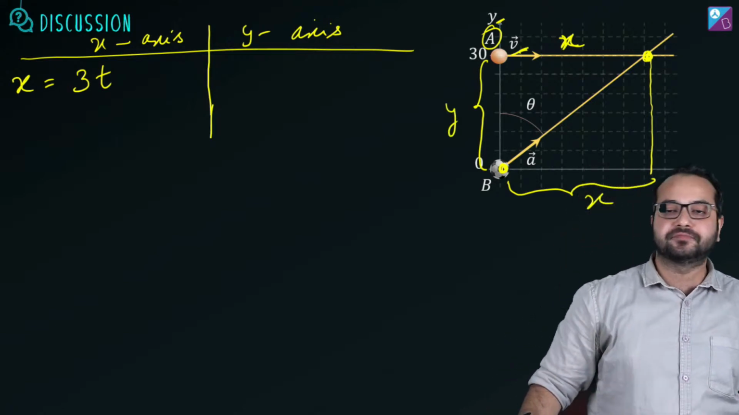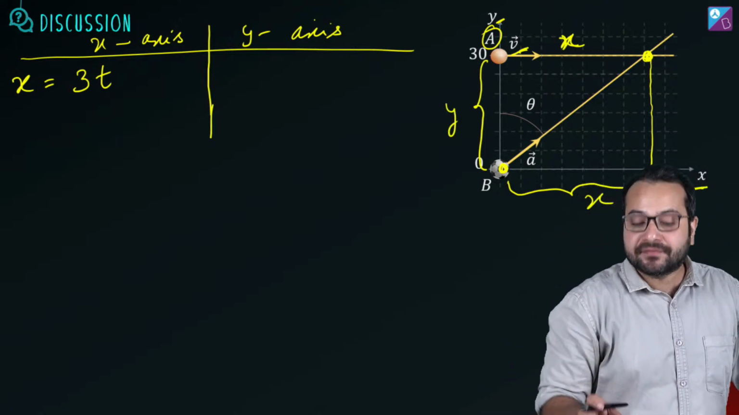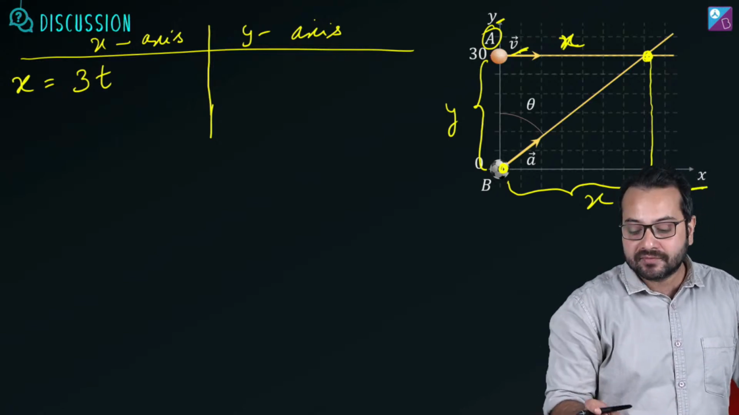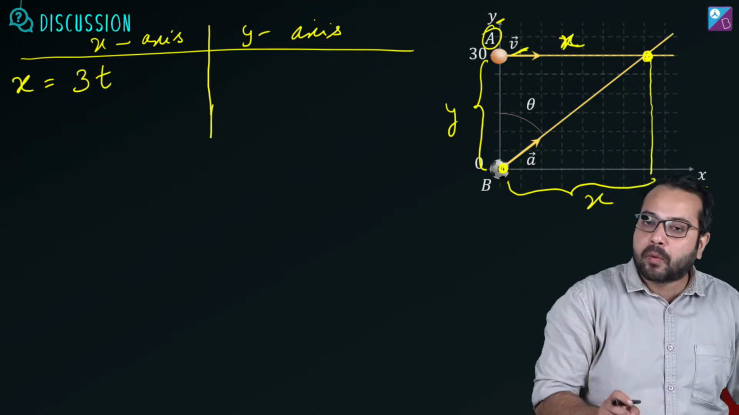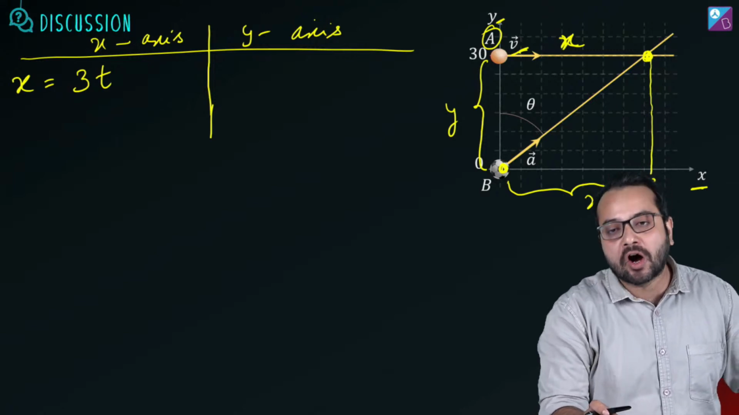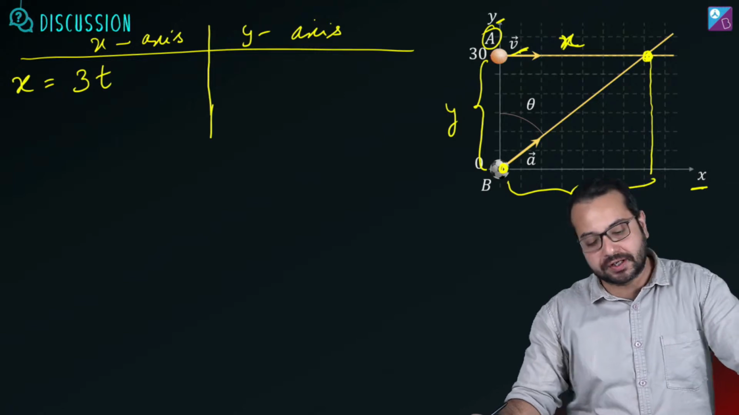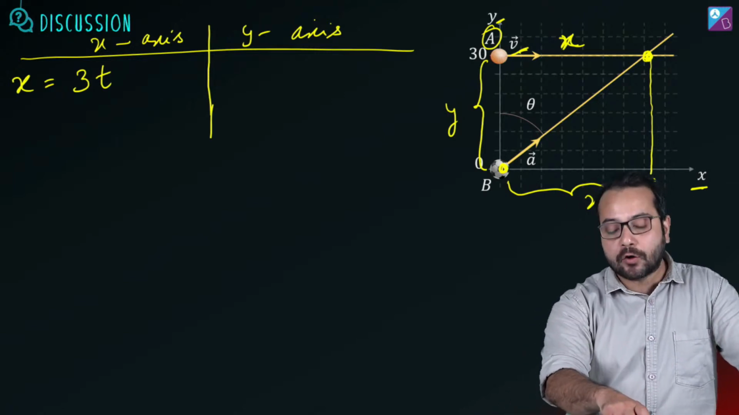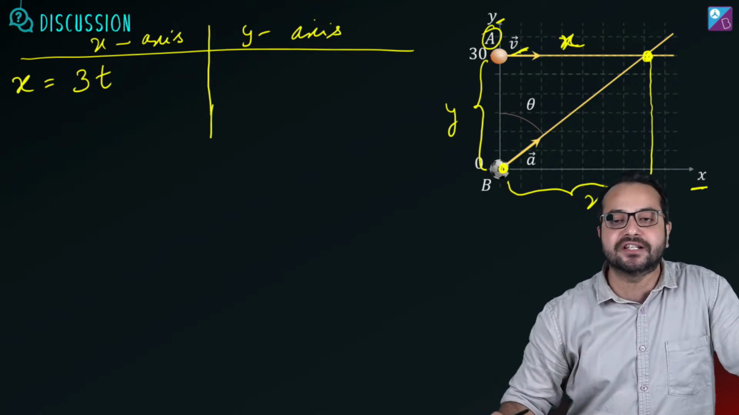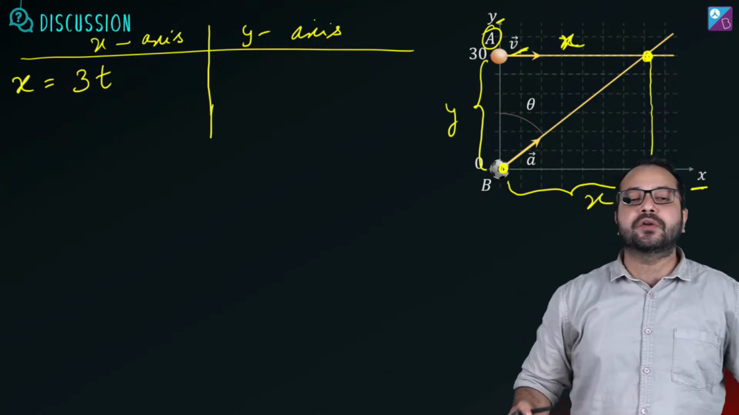Is that correct? Okay. So we can see that if the two particles are colliding, then the x displacement of the ball and x displacement of the particle are going to be the same. Is that correct? Okay. So we now know the x displacement and y displacement. What else do we need to take care of?